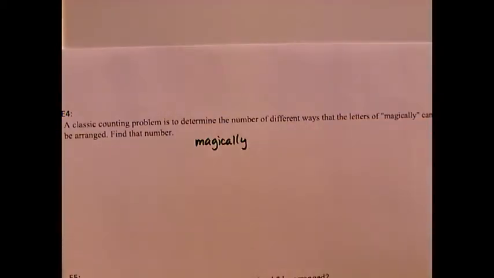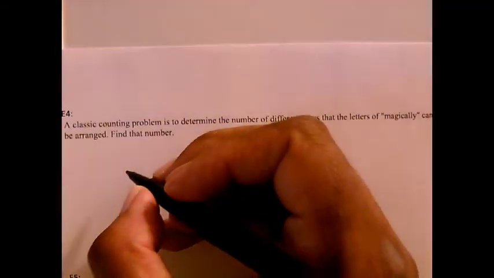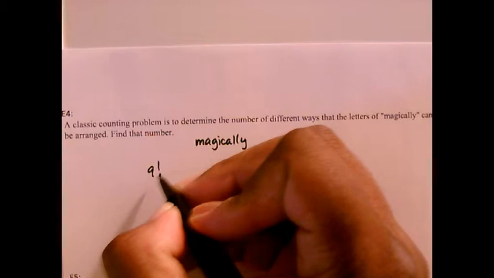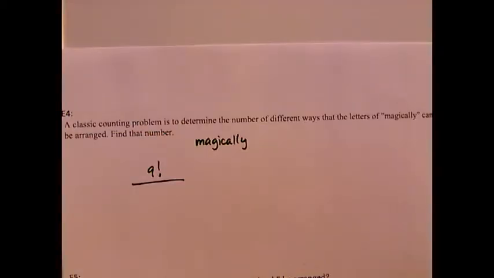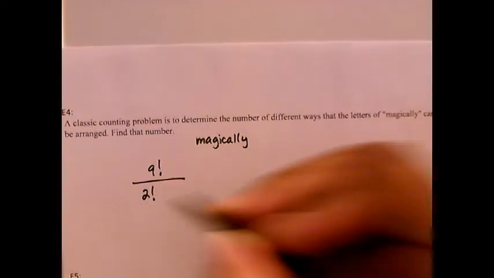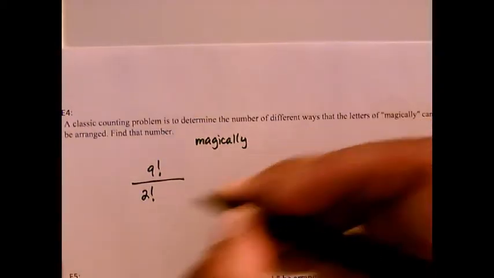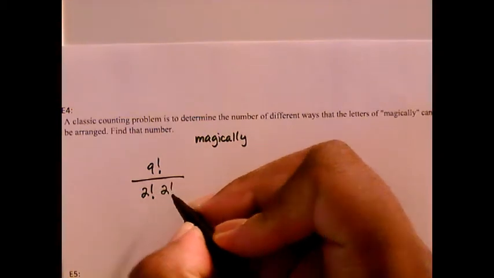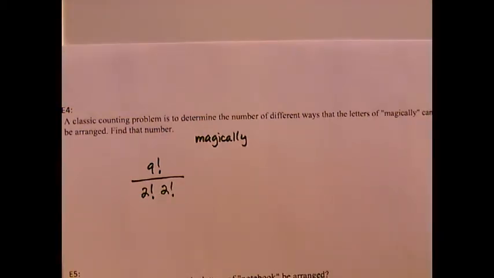the n factorial is the number of items, number of letters in the word magically. There are 9 letters in the word magically, so we have 9 factorial in the numerator. The denominator are going to be the factorials where the letters repeat. In this case, there are 2 A's in magically, so that's 2 factorial. Also, there are 2 L's in magically. That's another 2 factorial. Okay. M and the G and the I and the Y occur only one time. Also, the C occurs one time.